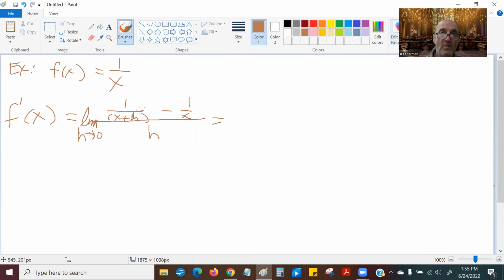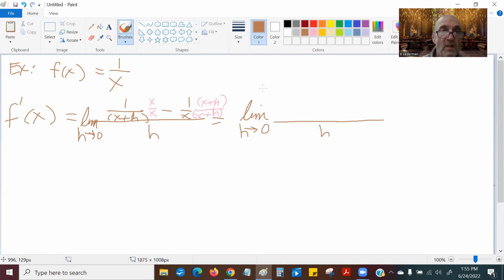Now let's do a little bit of algebra. I'm going to combine these two fractions. So what I'm going to do is multiply one of them, this one here, by x over x. I'm going to multiply this one here by x plus h over x plus h. And that's going to give me, so again, I didn't actually apply the limit. I haven't spent the limit, so to speak. All I've done really is just algebra.